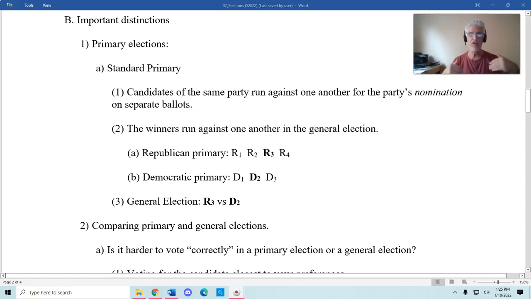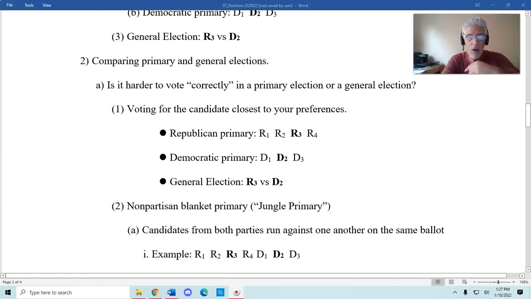Then what would happen is during the general election, Republican number 3, who won in the primaries, and Democrat number 2, who won in the primaries, would run against one another. So that's the connection between primaries and general elections. You have to win in the primary election to move on to the general election.